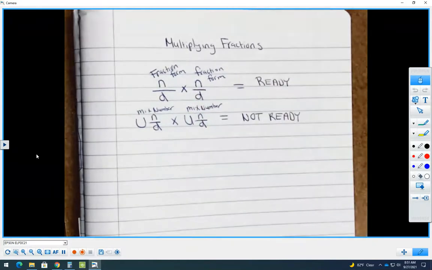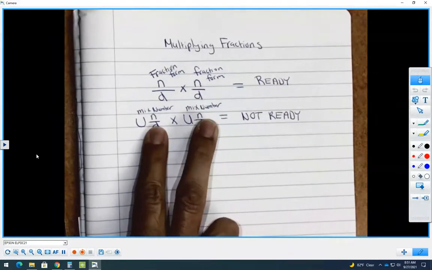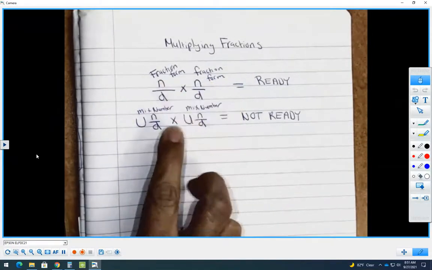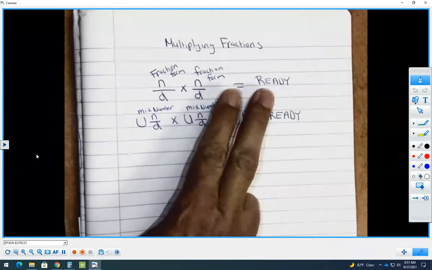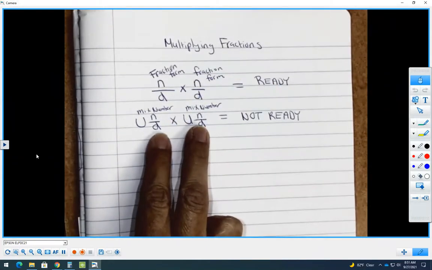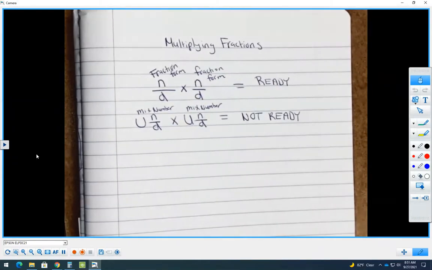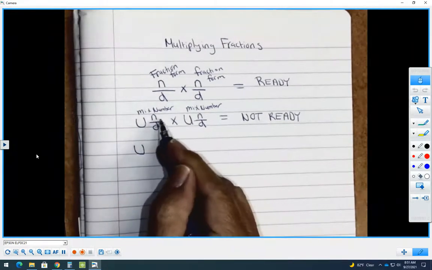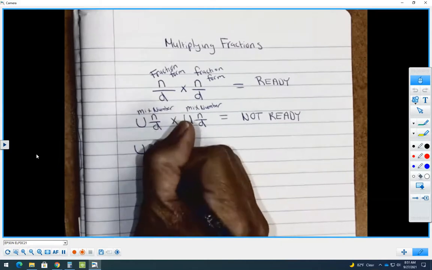So if I have a mixed number times a mixed number, we have to change it to fraction form. If both of them are in fraction form, then it's ready. If they're mixed numbers, then it's not ready. Okay? This is another example. And those are like, so what do we do with those? Right now I'm gonna tell you what we're gonna do with those.